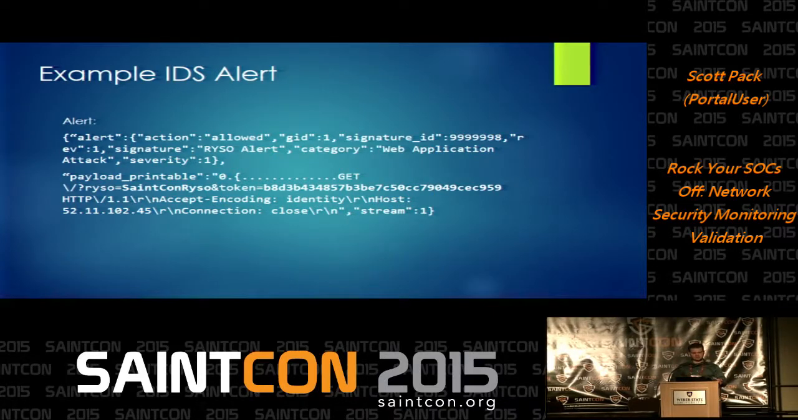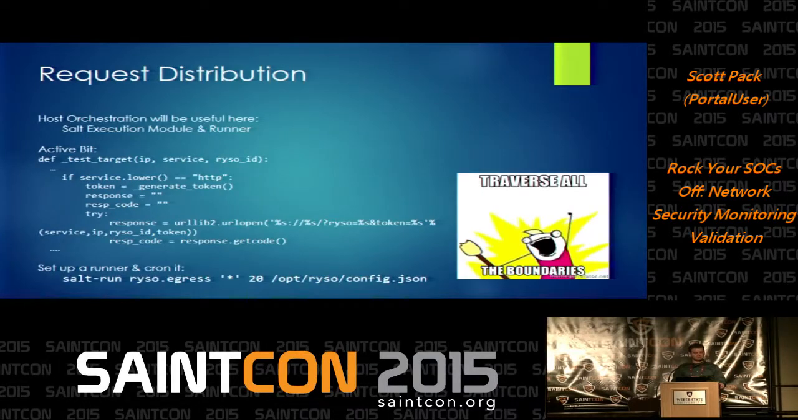So great, we sent out a request, and we got an alert, we combined them together, and we know that at least this one place that we tested is looking good. Well, that's not really enough, because we have lots and lots of different network segments, lots of locations, lots of boundaries that we want to test. So we needed to find a good way of distributing these requests across the entire environment.